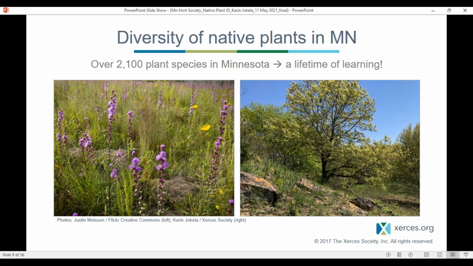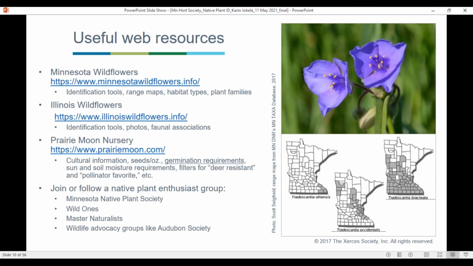I want to talk quickly about a few resources. If you aren't already familiar with Minnesota Wildflowers, this is just an incredible tool that we have here in Minnesota that not a lot of other states have. So I would highly encourage you to get to know that website. There's also an app associated with it. It has identification tools. It's really technical, but also accessible in terms of the language they use to help you identify things. Illinois has a kind of similar site, which I put up there.